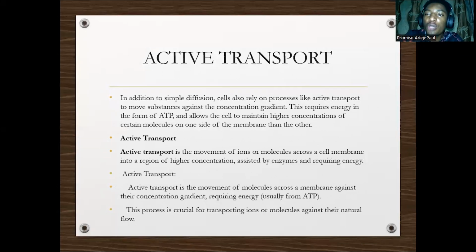But there's higher concentration inside the cell, and the cell still needs more glucose. So we need to move this glucose from the smaller side, which is outside the cell, into the cell, because the cell needs to accumulate glucose. So that's what we call active transport. So we need active transport. So what exactly is active transport?